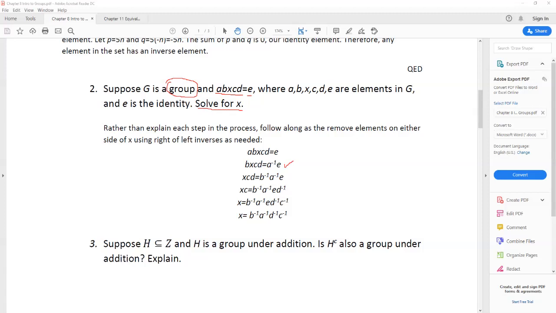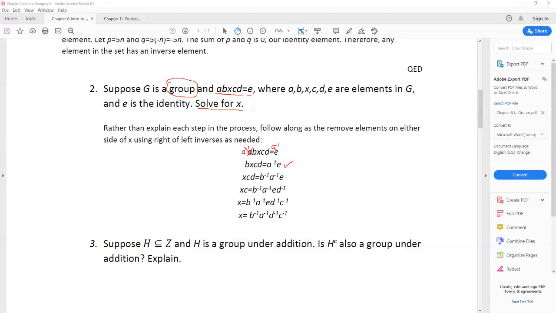So multiply on the left by A inverse on the left side of the equal sign, which means I have to do the same thing on the right side. And of course, A inverse times A just cancels out, leaving me BXCD is equal to A inverse times the identity E.